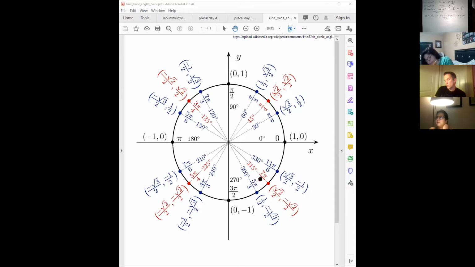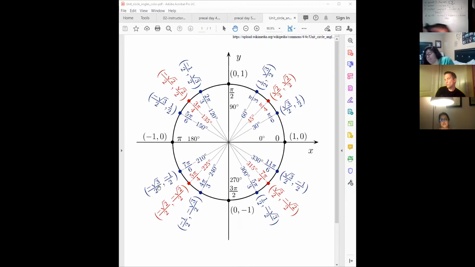Because the only way tangent is positive is if they're both positive or both negative. So tangent is only positive in quadrants 1 and 3. So if I'm anywhere else, tangent will be negative. Do you see why? Yes.